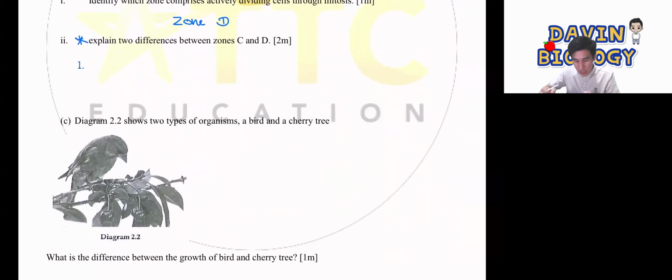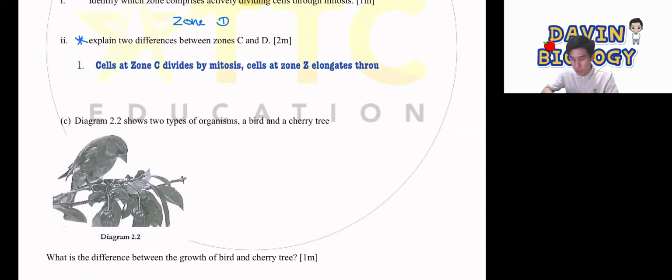So number one, you can say cells at zone D divide by mitosis, while cells at zone C elongate through enlarging the vacuole. So enlarged vacuole, the process is called vacuolation.